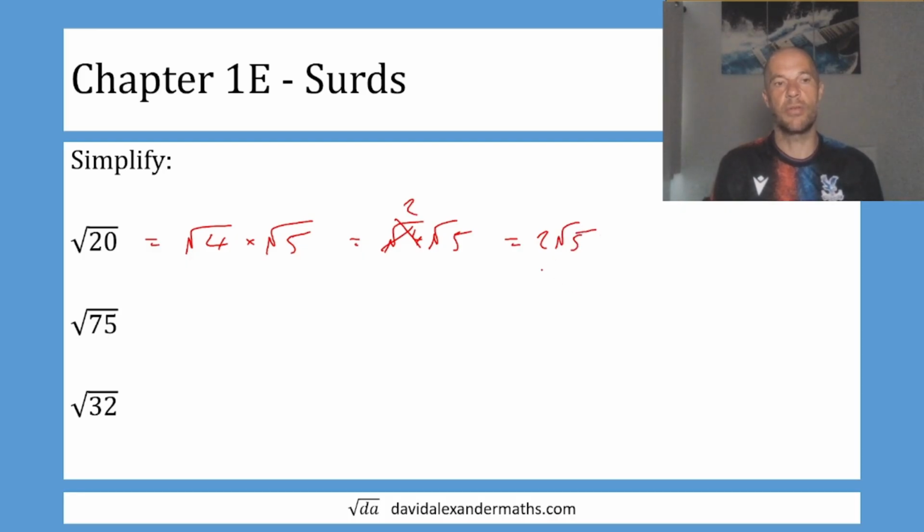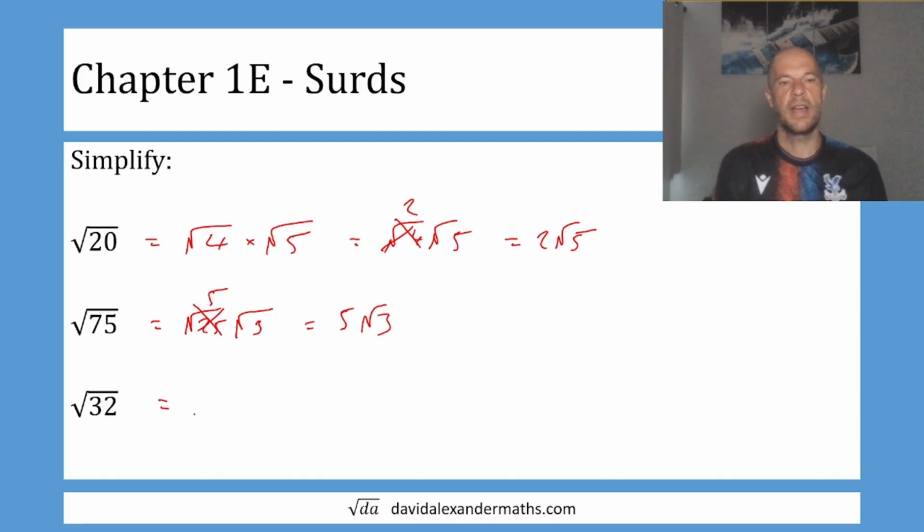Useful thing to be able to do, although obviously in A-level you can use your calculator all the time, and if you just type root 20 into your calculator and press equals, it will turn it into 2 root 5. Root 75 is root what times root what. So a square number that goes into 75 is 25. I always think it's easier if you write the square number first, and that becomes 5 root 3.